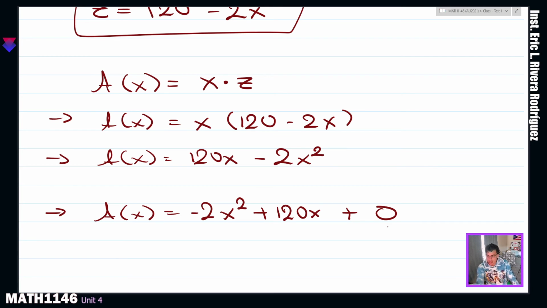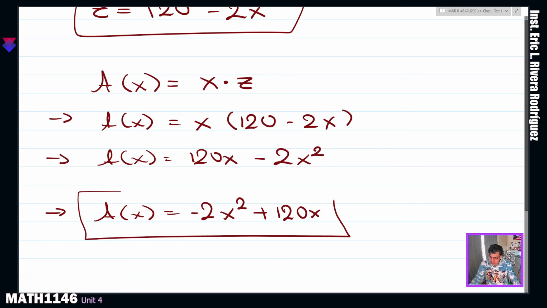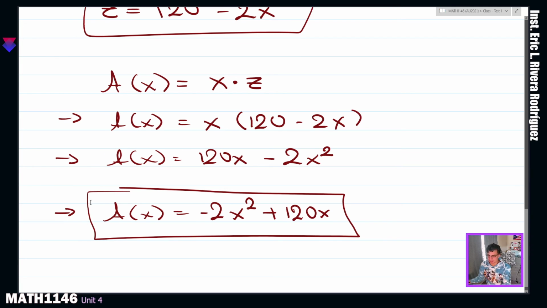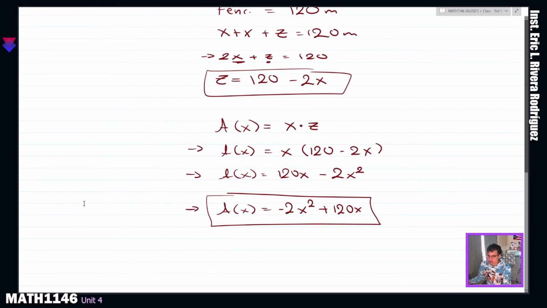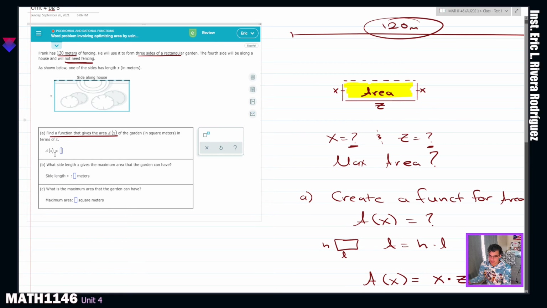All right, so at the end, this is the equation. But since the constant term is just 0, we can cancel it. Okay, so I'm just going to erase that. And this is the answer for question number 1. What is the function that represents the area? And here it is. Okay, so now we have that part.